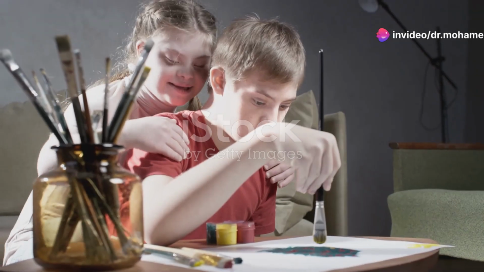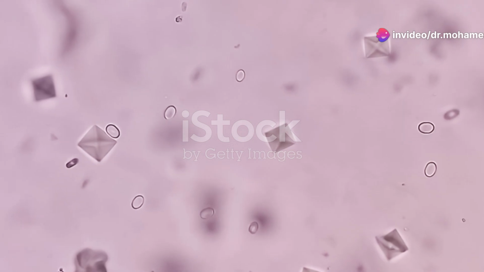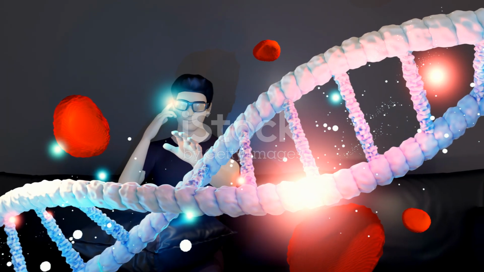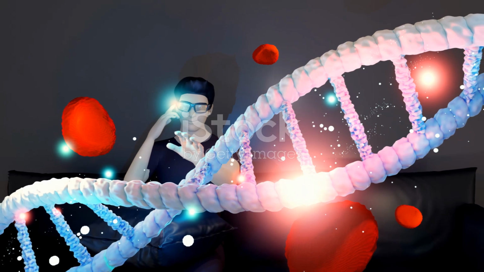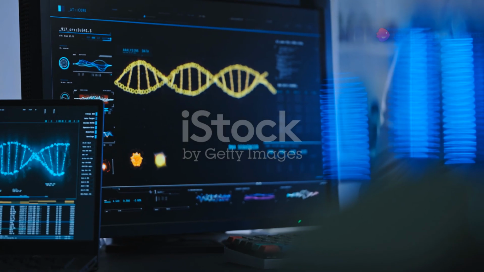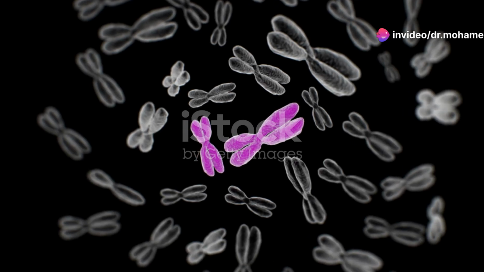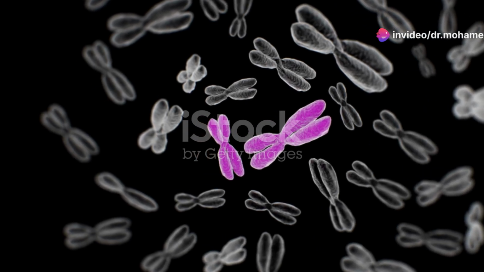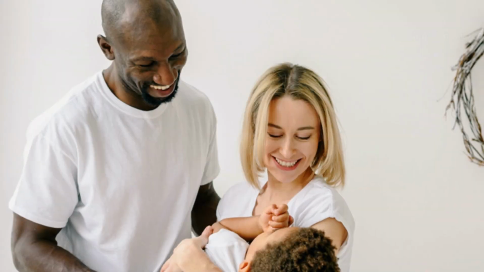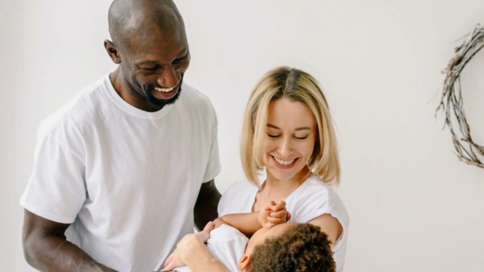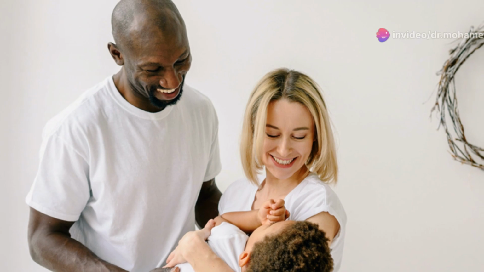Deep within the heart of almost every cell in our bodies lies a microscopic instruction manual. This manual, composed of DNA, dictates everything about us: our hair color, our height, even our susceptibility to certain diseases. This DNA is meticulously organized into structures called chromosomes. We inherit 23 chromosomes from our mothers and 23 from our fathers, giving us a total of 46 chromosomes.